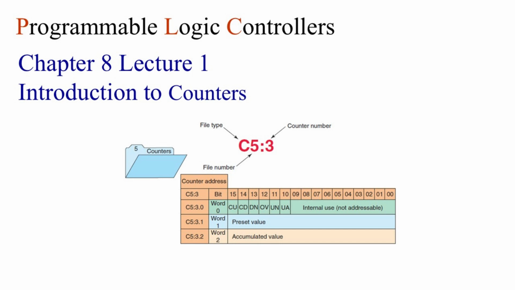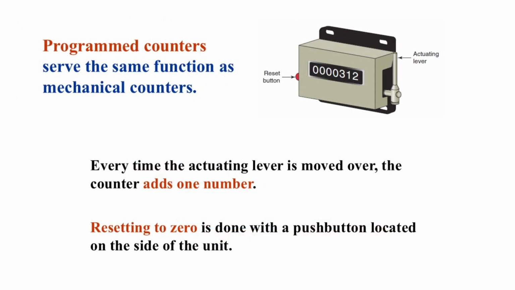In this lecture, we'll begin exploring PLC counters. Program counters perform the same job as mechanical counters. They record how many times an event occurs. Every time the actuating lever or sensor changes state, the counter adds one count. Unlike timers, counters depend on external events, not an internal clock.